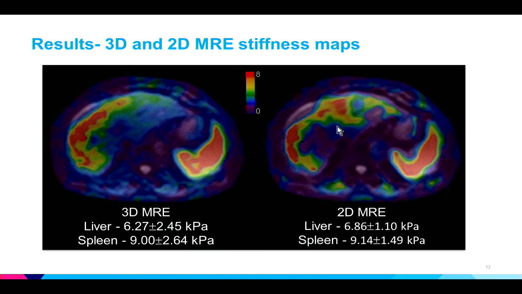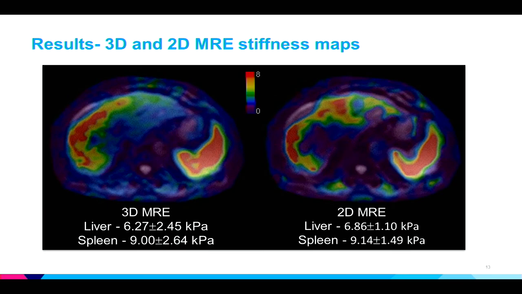We have the 2D here on the right. You'll see that a lot of the area, sorry, it's very dark here on my screen. See, a lot of the area here is very purple, which is basically no measurement at all. The 3D, we get a measurement over the whole liver and the whole spleen. And this is a benefit when we go to measure our ROIs.